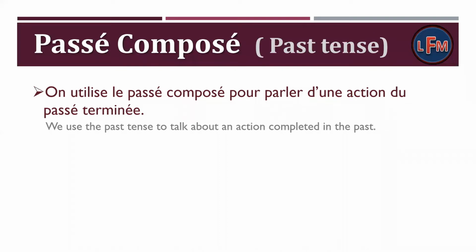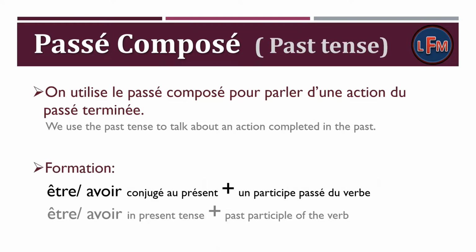On utilise le passé composé pour parler d'une action du passé terminé. We use the past tense to talk about an action completed in the past. So let's see the formation of passé composé.